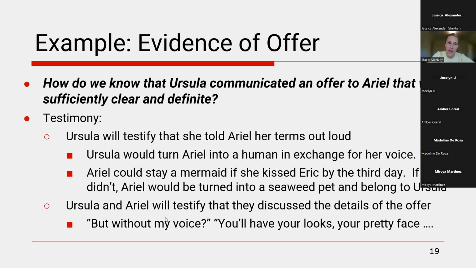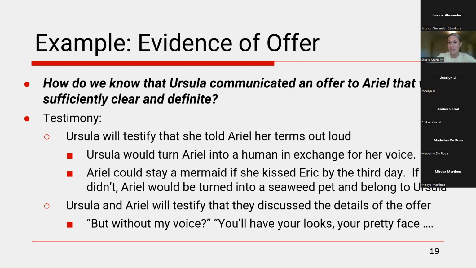So how do we know that Ursula communicated an offer to Ariel that was clear and definite? If I was Ursula's counsel, I'd say, all right, I'm going to call Ursula as a witness, and she's going to testify. I'd say, did you tell Ariel these terms out loud when you made an offer? I'm not saying did Ariel hear them? I don't know what she heard, but I want to establish that Ursula said it out loud when they were together. I'd say, did you tell Ariel that you'd turn her into a human in exchange for her voice?